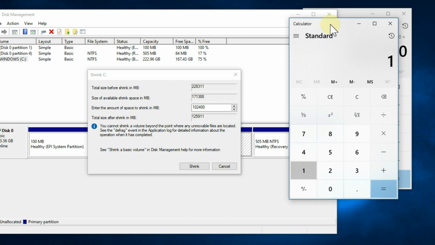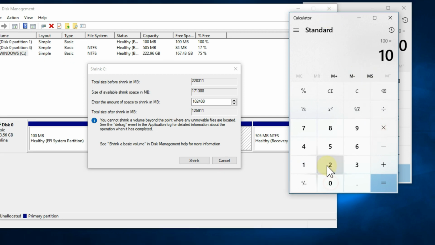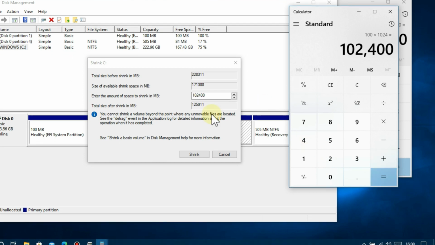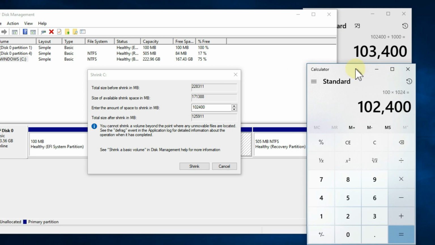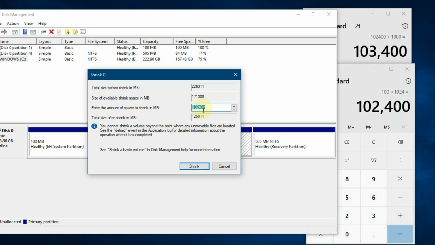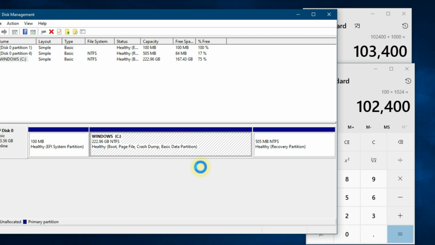After completing this, we will see in the Explorer that it shows 99.9 GB. Everyone wants the exact figure of 100 GB, so for this we have to add 1000 MBs extra, so it could be 103400. And here all done.